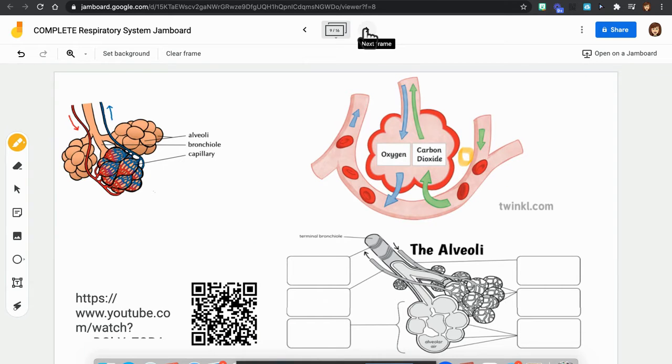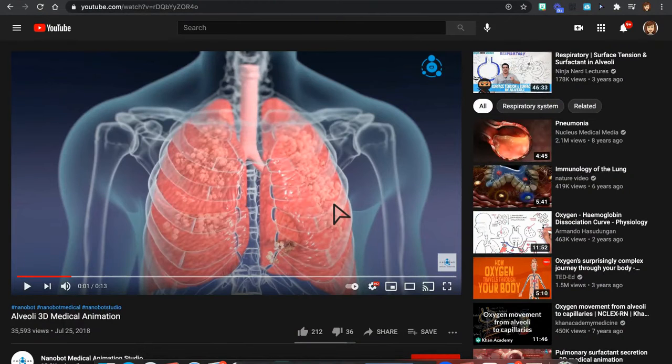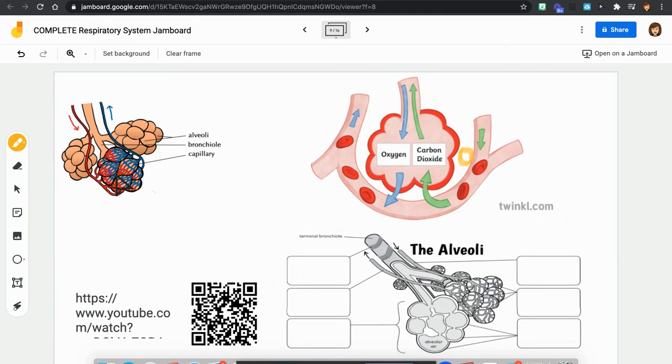Okay, so let's look now at the alveoli. I know I already showed you guys this animation. I love that image. It shows you all those little air sacs, and those are covered in blood. So here's one alveoli. They're the exact same thing. This picture is the same as that picture, which is the same as that picture down here.